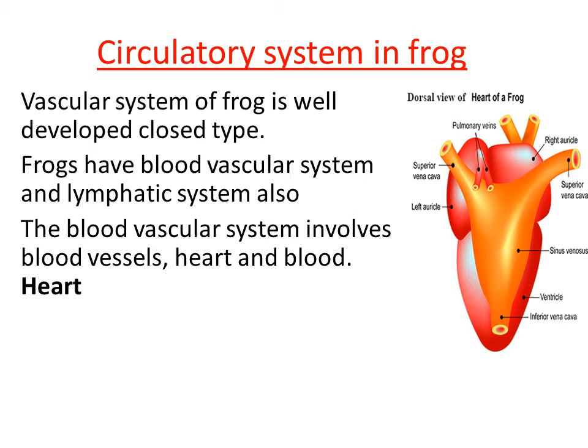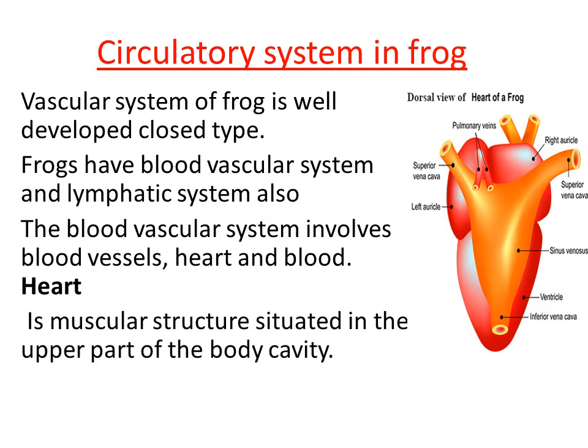What is the name of the upper 2 chambers? The upper 2 chambers are called auricles and the lower chamber is called the ventricle, right? The entire heart is covered by a protective covering called the pericardium. The pericardium is a membrane that covers the heart, clear?